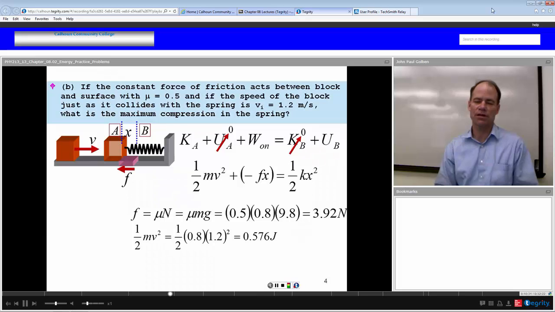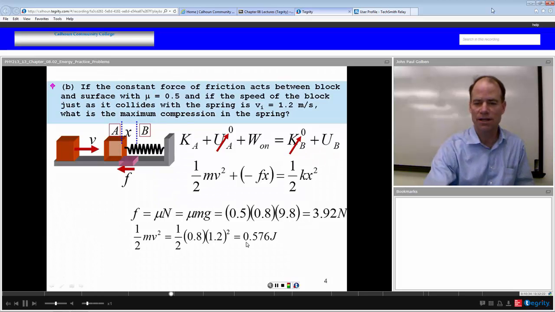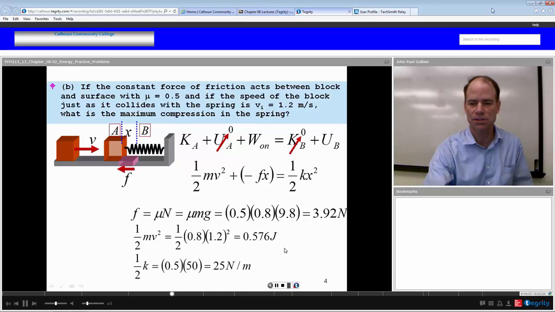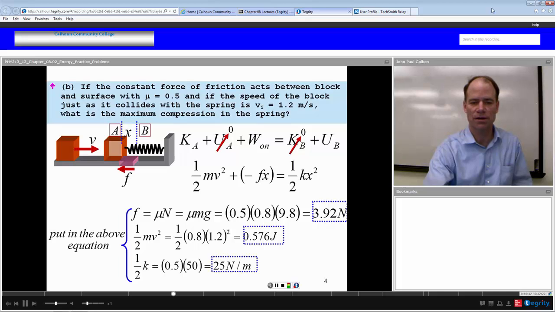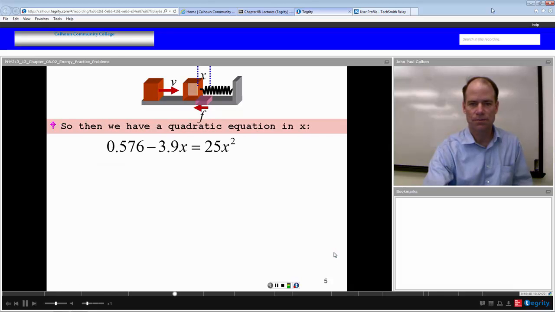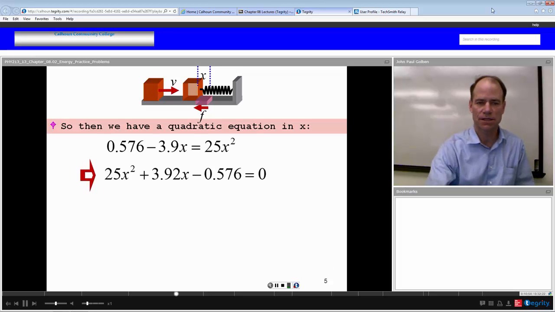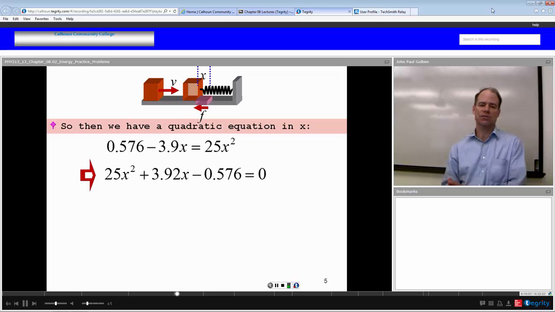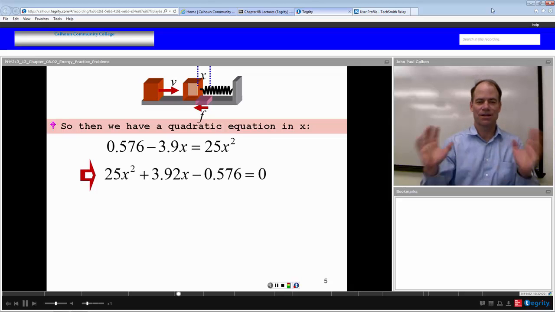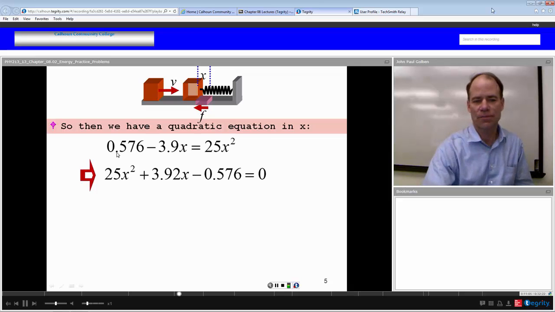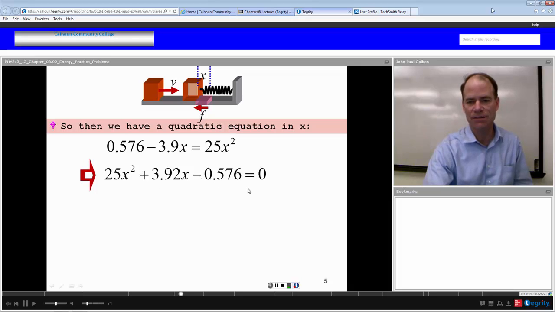1/2 mv squared is 1/2 the mass times the velocity squared. That comes out to 0.576 joules. The 1/2 k is 0.5 times 50, or 25 newtons per meter. We're going to plug all that into this equation, and that gives us one nice quadratic equation in x. Let's actually rewrite it. So we have 25x squared plus 3.92x minus 0.576 equals 0. Our coefficients: a is 25, b is 3.92, c is a negative 0.576.